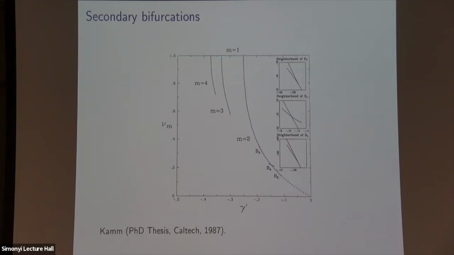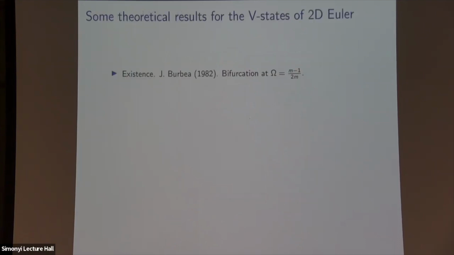Okay, so this is just numerics, but yet it's saying that there is a reasonably big class of non-trivial rotating solutions for 2D Euler. Okay, now what can we prove? So Burbea in '82 did the local bifurcation theory, and he was able to prove that if you start at certain angular velocities, then you can do the bifurcation and you can produce non-trivial rotating solutions.